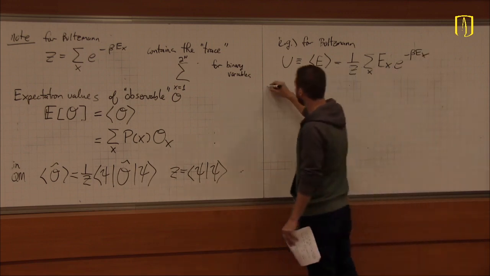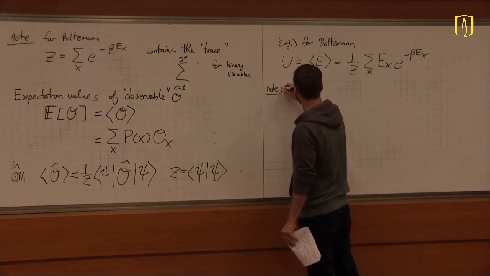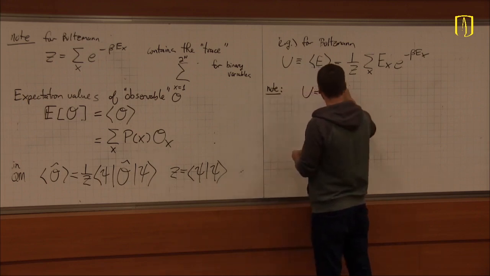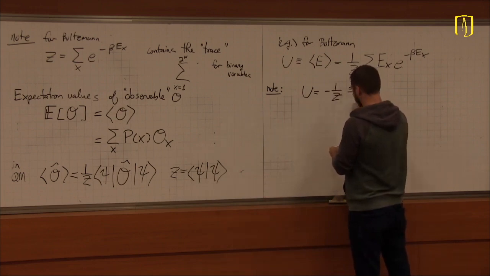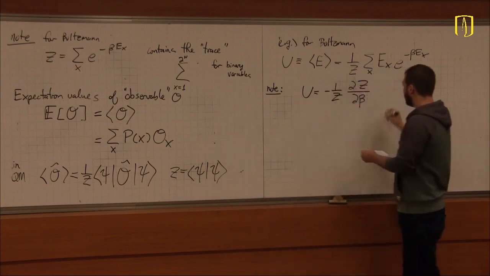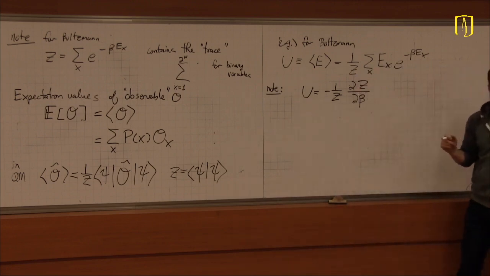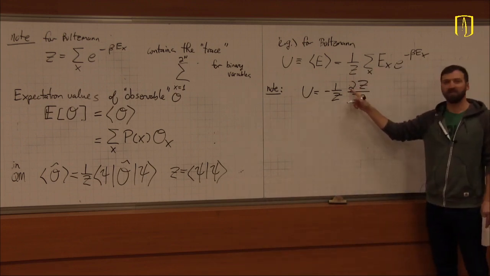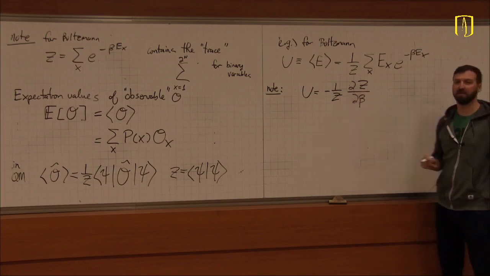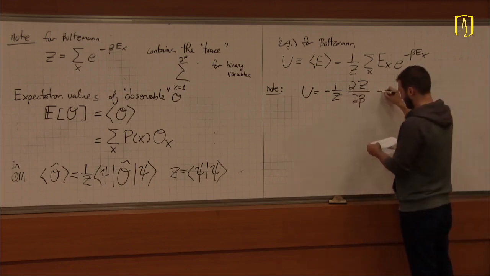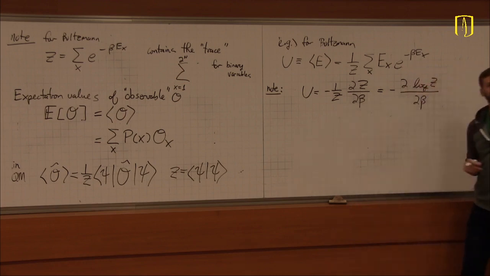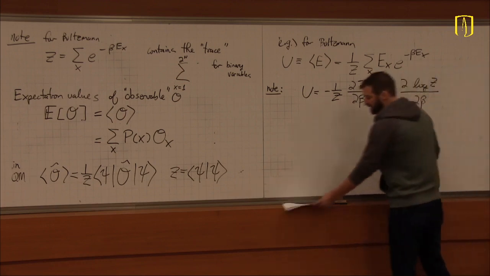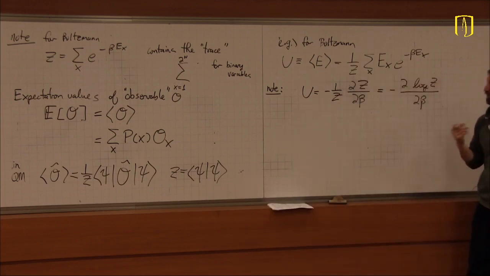So by the chain rule, note that this internal energy, this expectation value of the energy, can be written as minus the partial derivative of the partition function with respect to beta. And let me mention now that this is my partial derivative symbol, not a 2. This is also the partial derivative of log of Z with respect to beta. Certainly it's something you've probably seen before.